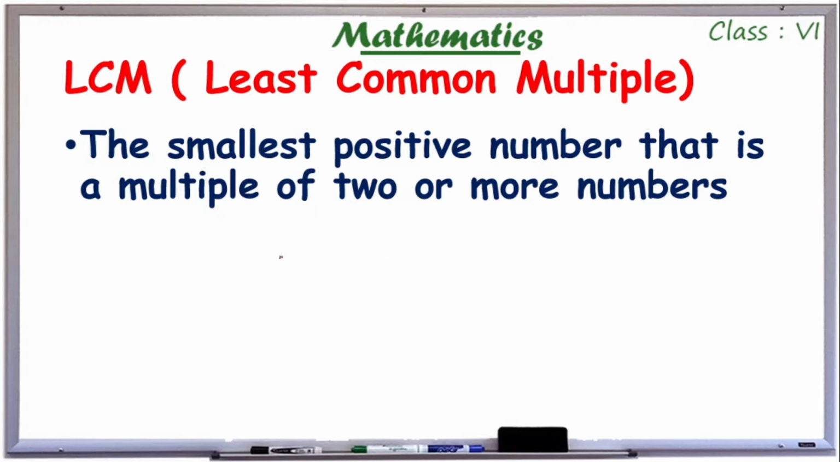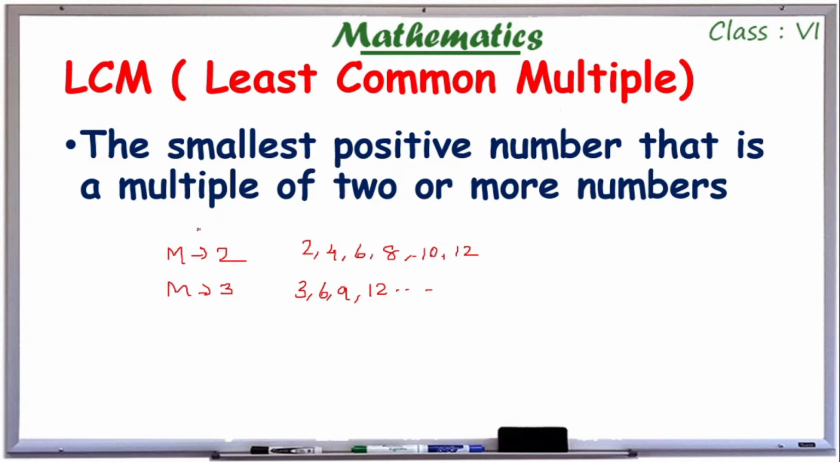For example, let us look at the multiples of 2 and the multiples of 3. Multiples of 2 are 2, 4, 6, 8, etc. And multiples of 3 are 3, 6, 9, 12, etc. So the smallest positive number which is common.